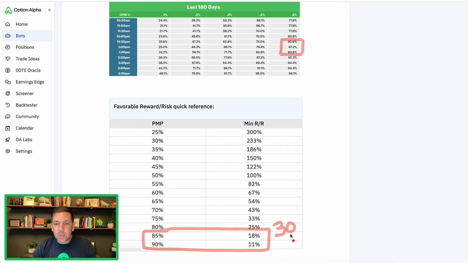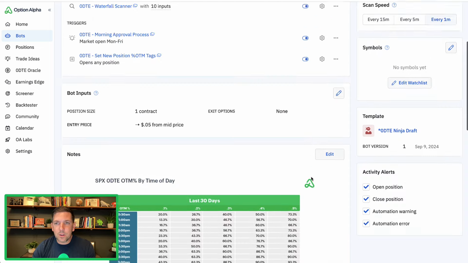So again, you could adjust this if you want to. You could turn yours down and say, look, I want to go 25%, or I want to go 20%, or whatever the case is. It's totally up to you how you want to do it, okay?